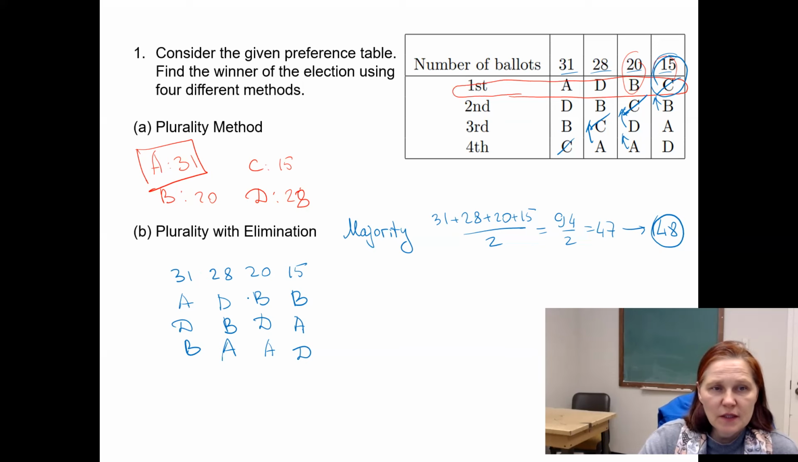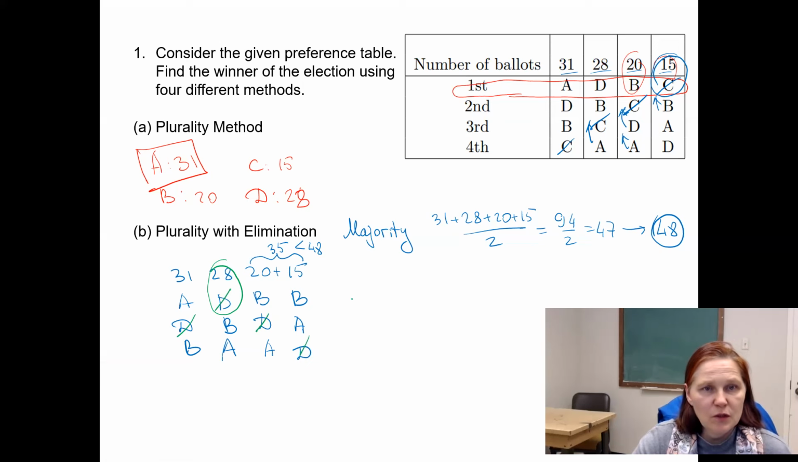And now you see that B has 20 plus 15, 35 first places. But 35 is still less than 48. That's why we remove the next weakest candidate. So this time it is D with 28 first places. So we remove D from all ballots. And we get a new table without D.